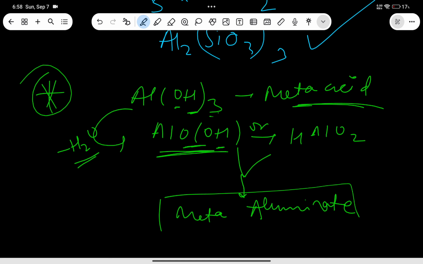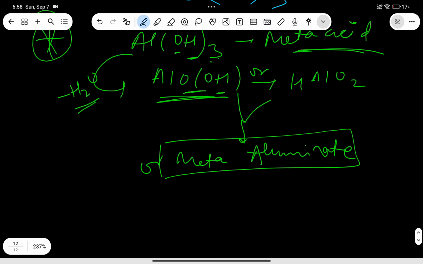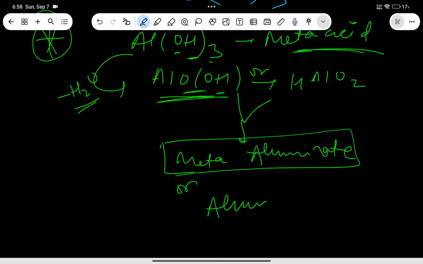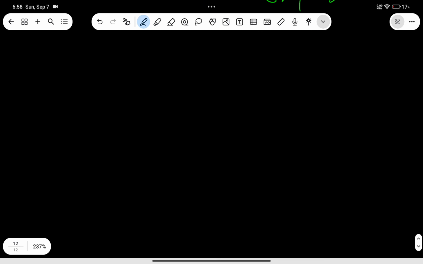Obviously this is the word, but you can also write this as aluminium oxide hydroxide, aluminium oxy hydroxide. Okay, so this was the extra point I wanted to tell you.